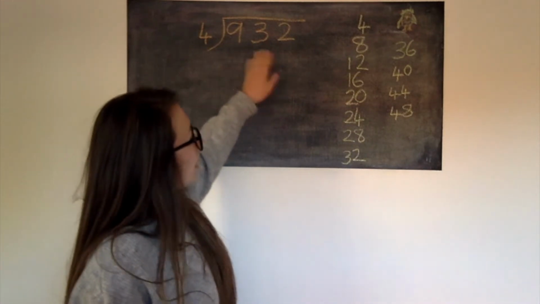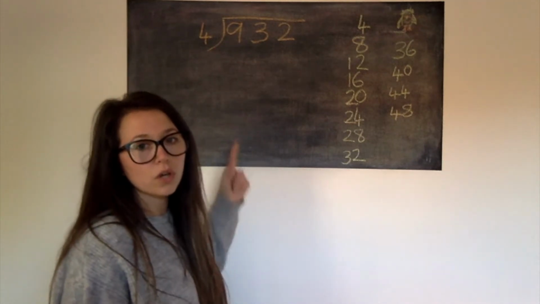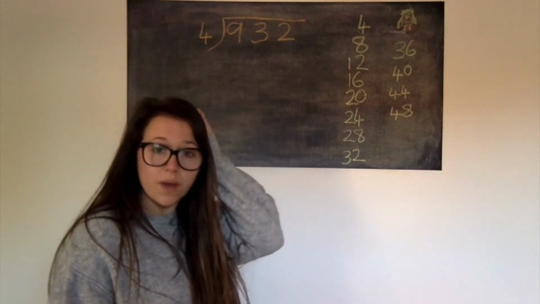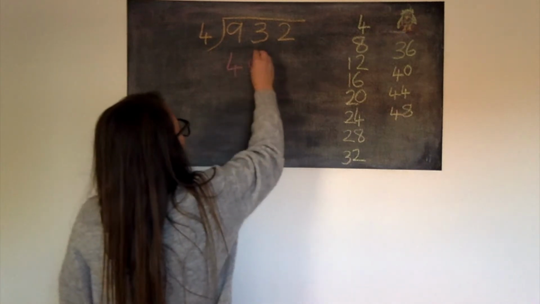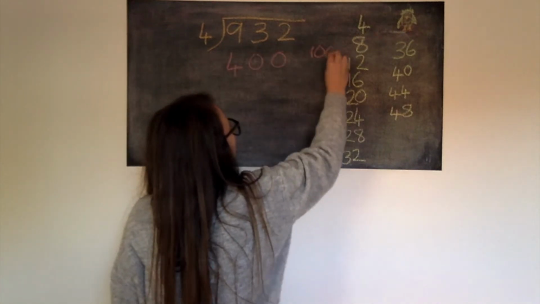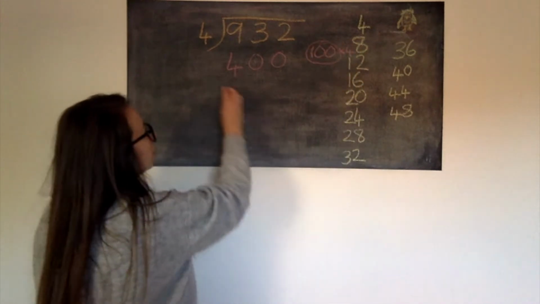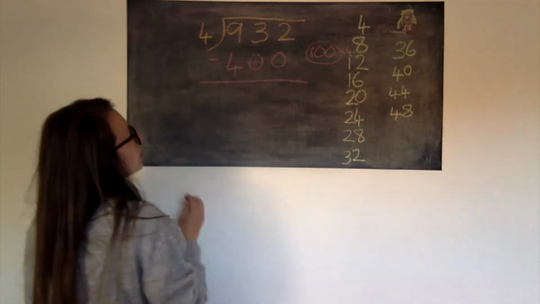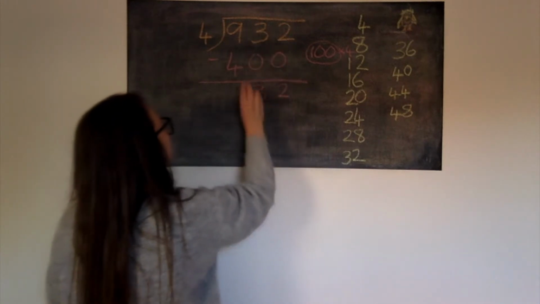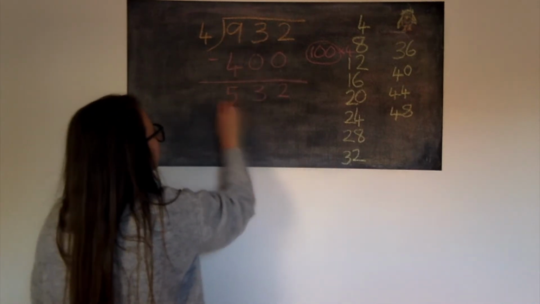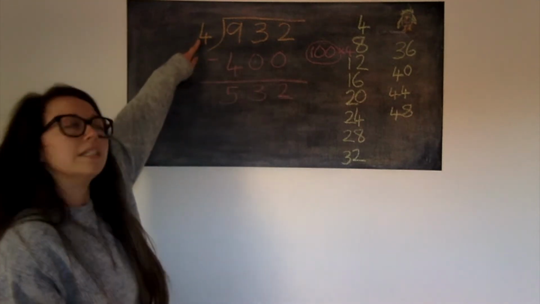I then need to look and think, what is the biggest chunk, what's the biggest multiple of 4 that I know that goes into that number? Now straight away, I'm thinking of 400. I know that 400 is 100 lots of 4. So I'm going to put 100 times 4, but it's this 100 that's really key. Then I'm going to take that away to see what I've got left. So 2 take away 0 is 2, 3 take away 0, 900 take away 400 gives me 500. Okay, so now I've got 532 left that I still need to divide by 4.